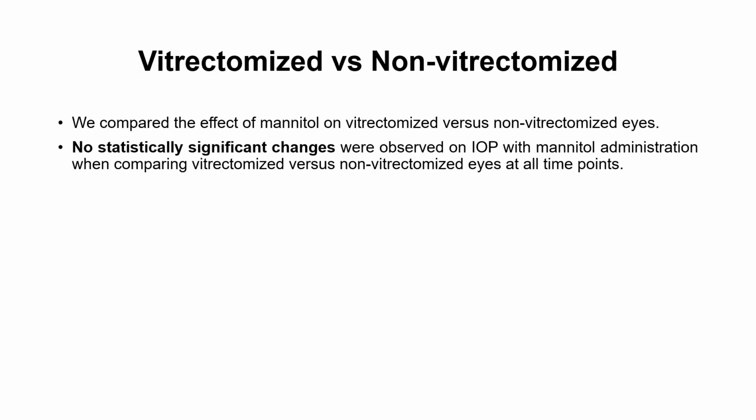When we compare the effect of mannitol in vitrectomized versus non-vitrectomized eyes, there was no statistically significant change between the two groups, indicating that the effect of mannitol on the IOP was similar in both groups. So giving mannitol in vitrectomized eyes is like giving mannitol in non-vitrectomized eyes.